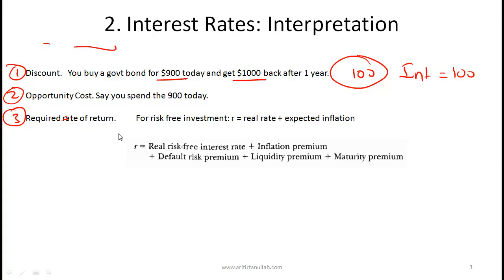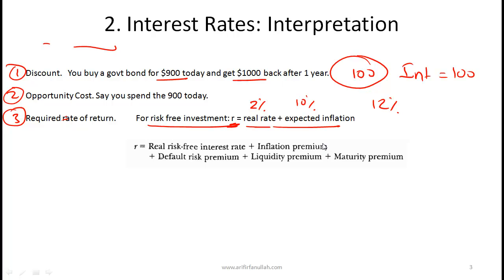And at least per finance theory, very simplistically put, when you invest in a risk-free investment, and the classic risk-free investment is a government bond, the required rate of return R is equal to the real rate that you will get plus expected inflation. So if the real rate that you are requiring is 2% and if expected inflation is 10%, then your required rate of return is 12%.